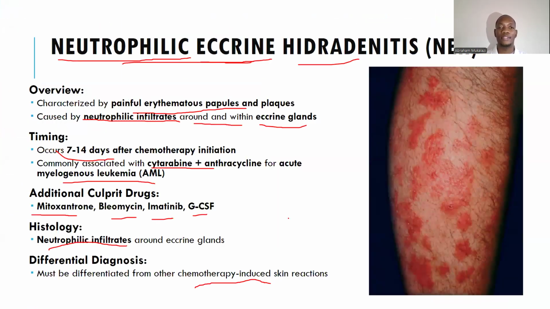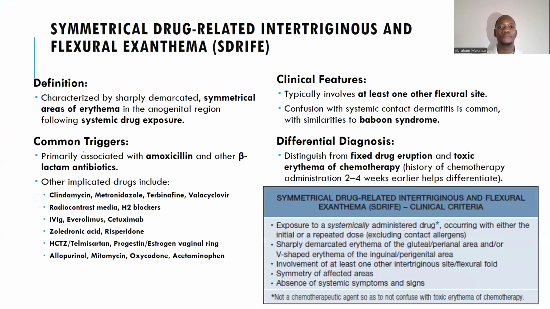Commonly seen with cytarabine and anthracycline and other drugs that we give in chemotherapy, including bleomycin. Then we go to the next one. The next one is a very interesting drug reaction because it has a very, very long name. It is what we call symmetrical drug-related intertriginous and flexural exanthema. In this case, even the name itself tells you where the rash is.